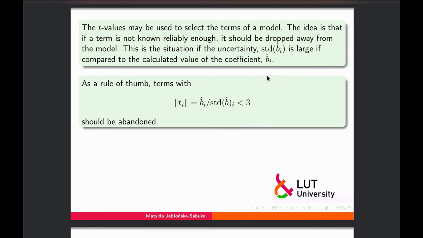Now, if you are not a math person, you just go by the rule of thumb. Quite often people in chemistry or other related disciplines use a rule of thumb that t-values smaller than 3 indicate non-significance of a given variable. That means that any explanatory variables whose t-values are within plus or minus 3 should be abandoned from the model.